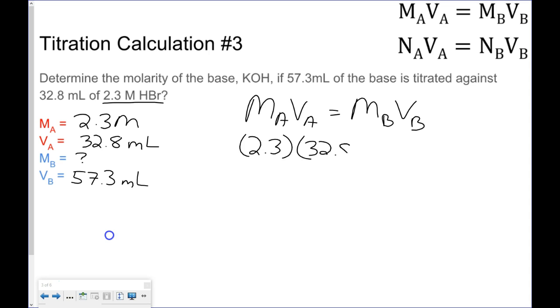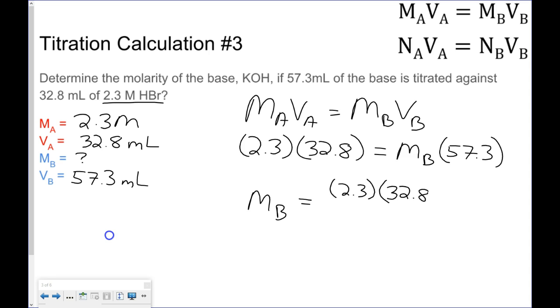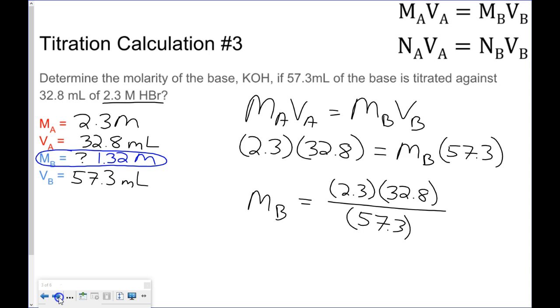Here's my equation. I'm now going to substitute in my knowns. Solving for the molarity of the base is going to give me 2.3 times 32.8 divided by 57.3. Solving that out is going to give me 1.32 molar potassium hydroxide.